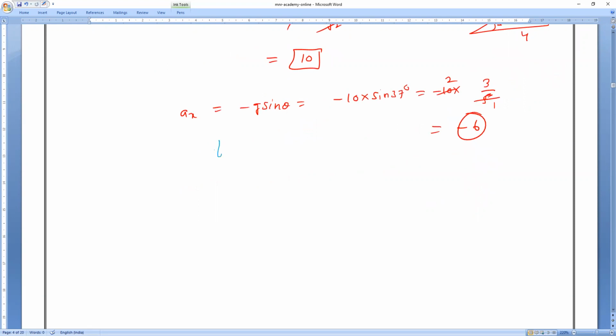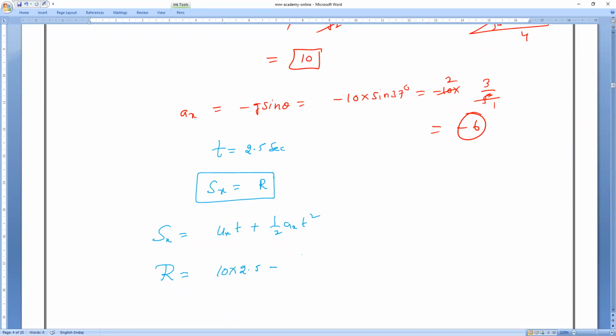Next, the time of flight we have already found. What is the time of flight? 2.5 seconds. Then the displacement in the x direction, which is R. Apply the second formula, so that you will get it. R equals, substituting the values, 10 into 2.5.